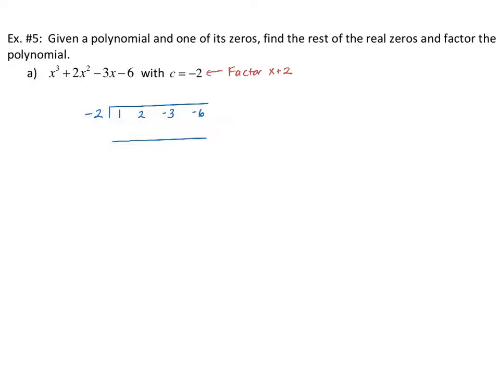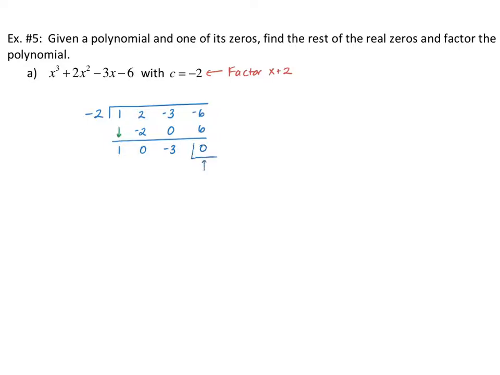So for our process in synthetic division, the leading coefficient just comes down unchanged. And then our process after this is to multiply and then add, multiply and then add. So -2 times 1 is -2. And then we're going to add 2 plus -2 to get 0. Now take the 0 and multiply that times -2 is 0. And then add -3 plus 0 is -3. Multiply -2 times -3 to get +6, and then adding -6 plus 6 is 0.